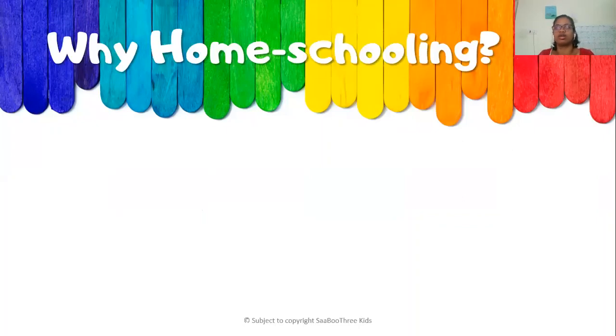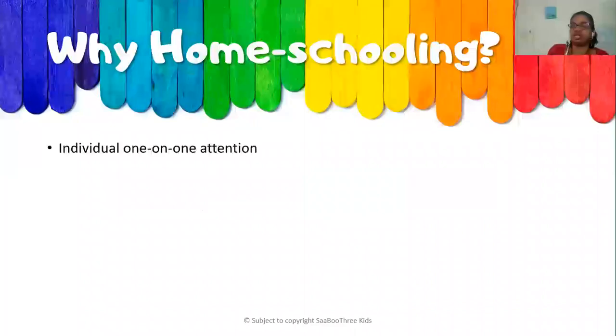So why homeschooling? With respect to these young children, why do they need homeschooling is the first question. Yes, children need education. It's not only just academics. Apart from academics, they can learn a lot of things when you are doing homeschooling. They get individual one-on-one attention. One-on-one teaching is much better than the classroom education or the traditional education we have seen.